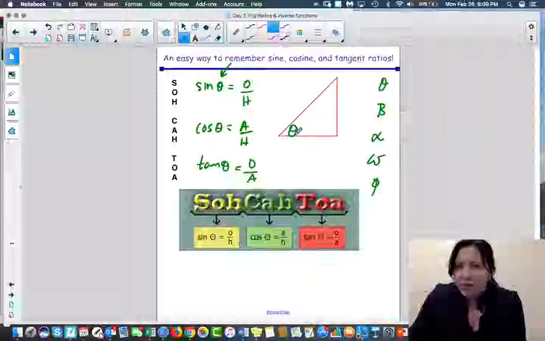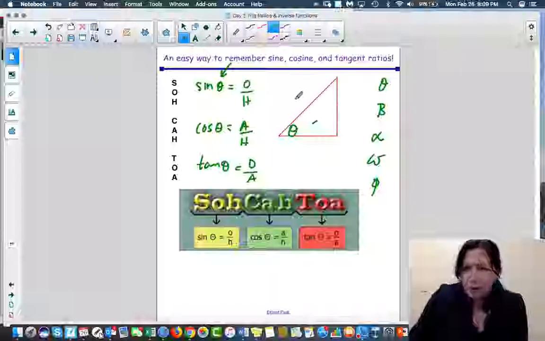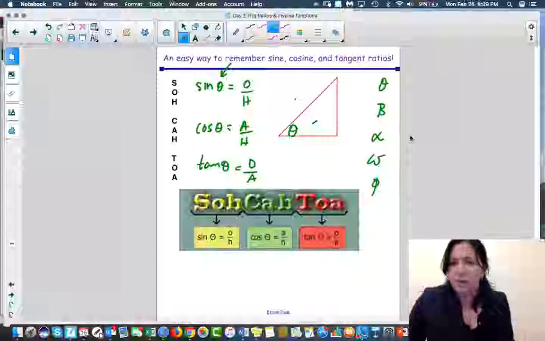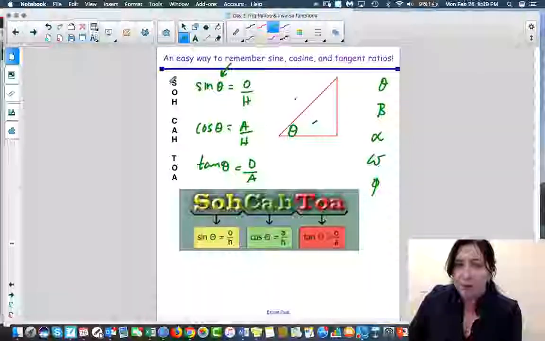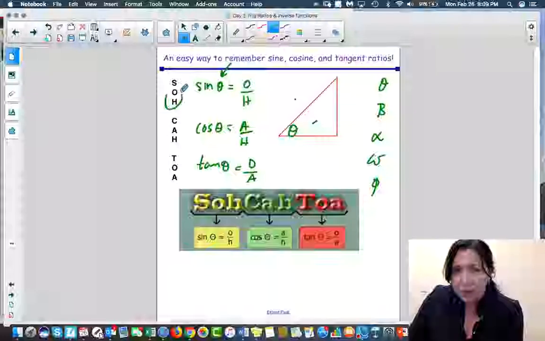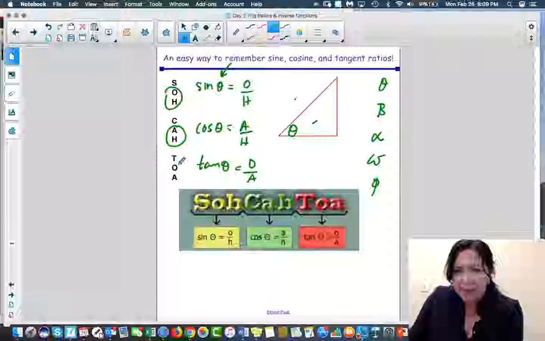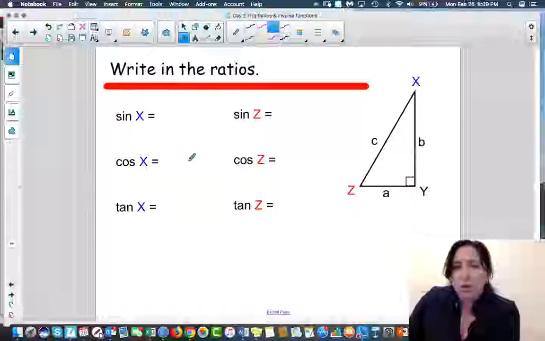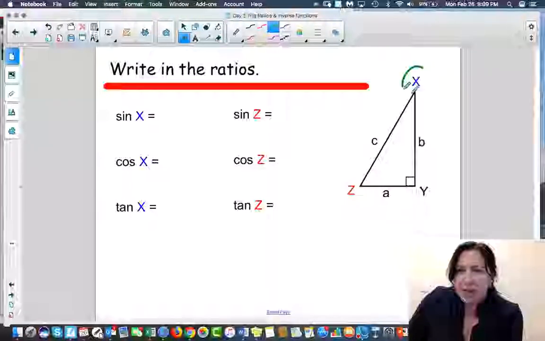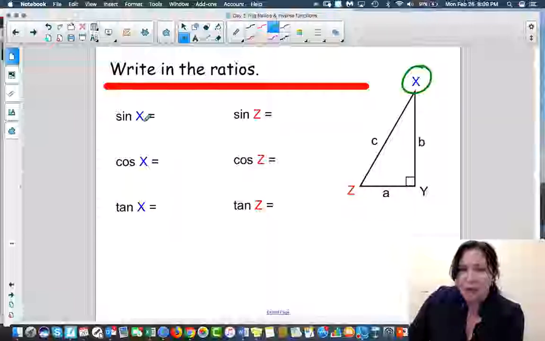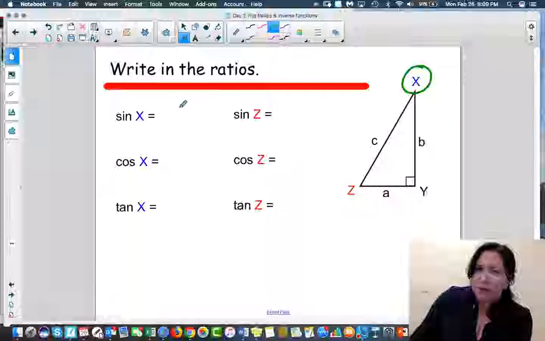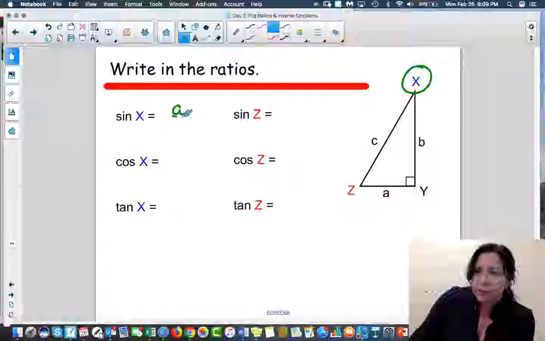So if you were here at theta, the opposite side over the hypotenuse, again, that's sine. So it's just a mnemonic, something that we use to help you remember. Sine, opposite over hypotenuse. Cosine, adjacent over hypotenuse. And tangent is opposite over adjacent. So that's your SOH CAH TOA, okay? So let's just practice here. Let's say you're standing here at x. I want to find the sine of x. Sine is opposite over hypotenuse, so that's A over my hypotenuse, which is C.